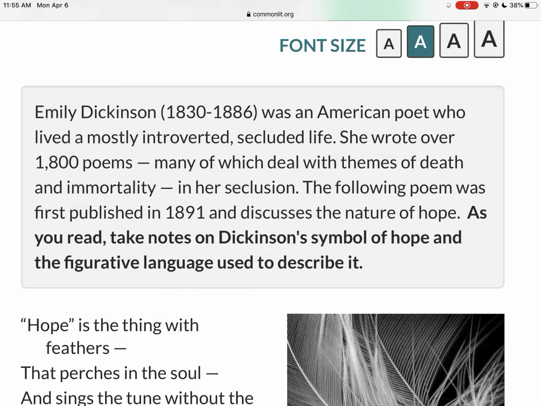She wrote over 1,800 poems, many of which deal with themes of death and immortality in her seclusion. The following poem was first published in 1891 and discusses the nature of hope. As you read, take notes on Dickinson's symbol of hope and the figurative language used to describe it.